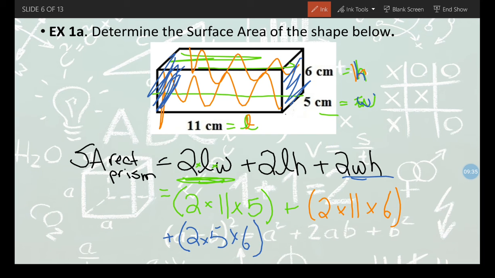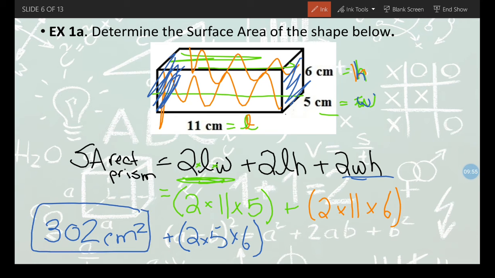And then I need to just take all that and put it into my calculator. So 2 times 11 times 5 plus 2 times 11 times 6 plus 2 times 5 times 6 gives me the total surface area of that rectangular prism is equal to 302 centimeters squared. Because I'm still talking about area, I need to include my units, and it's just a calculation of a total area of a 2D shape. So our final unit is in centimeters squared.